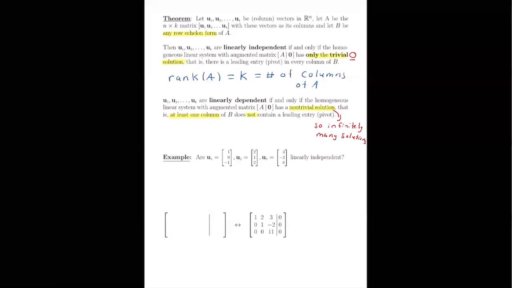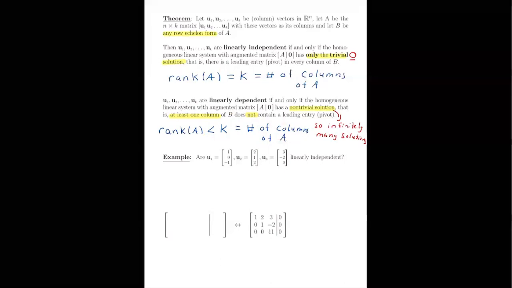And again, we can express this in terms of rank. In this situation, this would be saying that the rank of A would have to be strictly less than K, which is equal to the number of columns of A. So if at least one column of B does not contain a leading entry, then the rank has to be strictly less than K, because that's also the number of columns of B. So the rank of A would be strictly less than the number of columns of A itself.